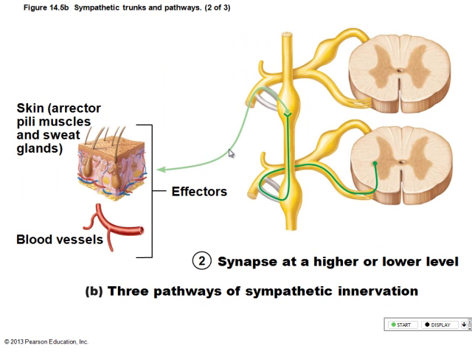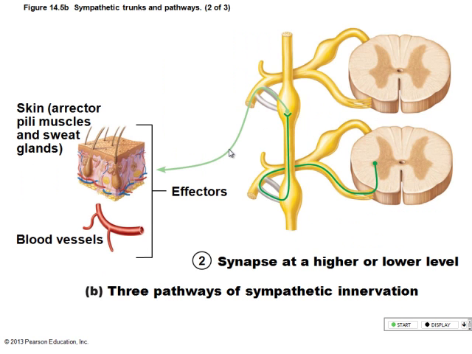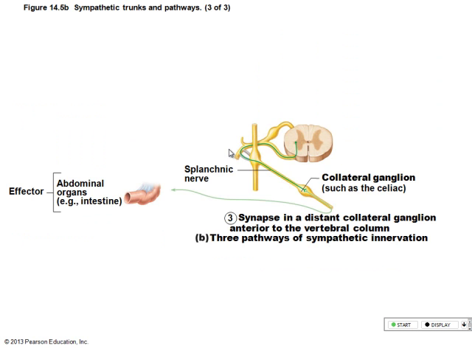I'm not going to make you memorize the specifics of this, so do not panic. Your white ramus, that's myelinated. Your gray would be non-myelinated. Correct. Or cell bodies, in ganglia, for example. So, we synapse at a higher or lower level, and then an effect is the result.